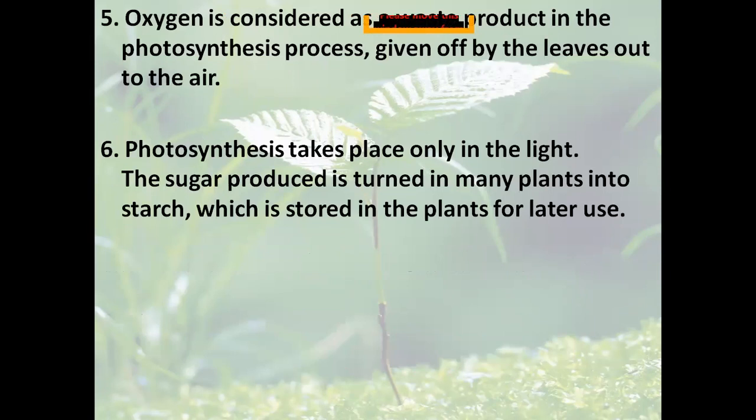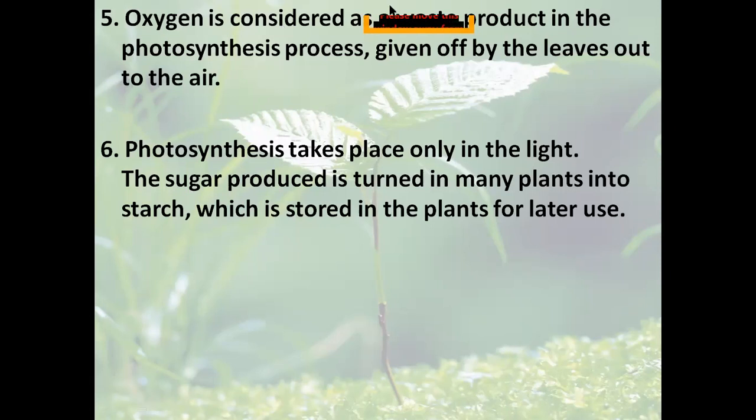The plant will release oxygen. It doesn't need the oxygen during photosynthesis, so it's given off by the leaves out to the air. That's why during the day, the plants release oxygen, they give us O2, while during the night the process is the opposite. Photosynthesis, as I said, takes place only during the day, in the presence of sunlight.